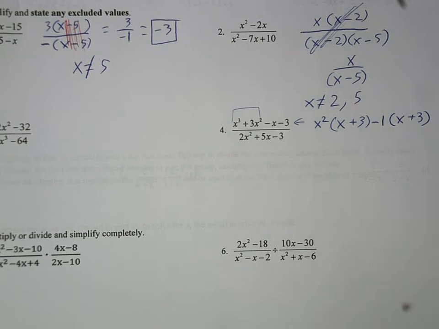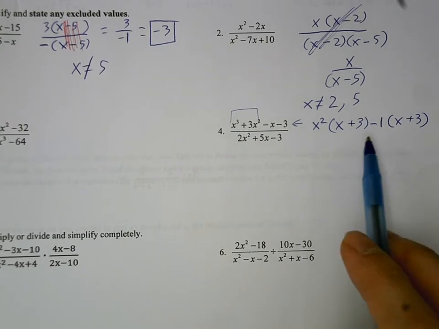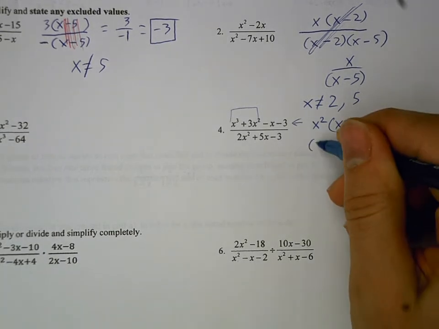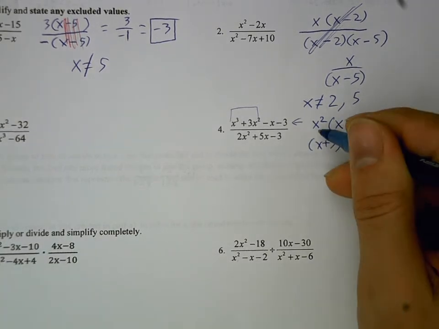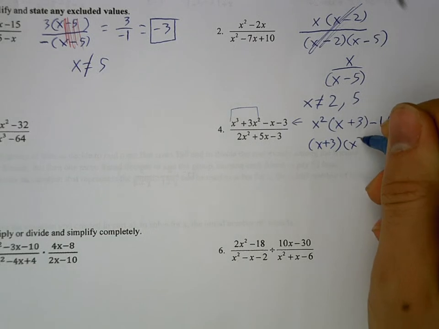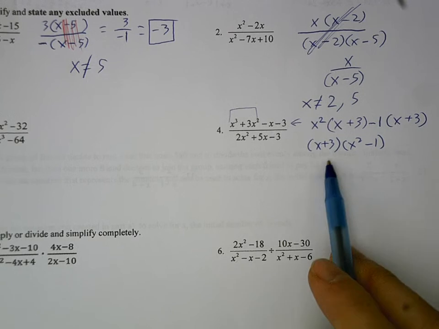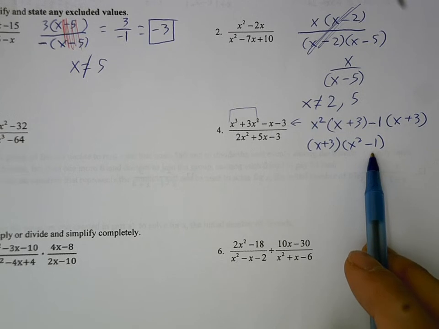Is everybody good with that? So now, take those x plus 3's and factor them out. X plus 3 times x squared minus 1. X squared times x plus 3, negative 1 times x plus 3. Does that make sense to everybody? This then is going to factor again.